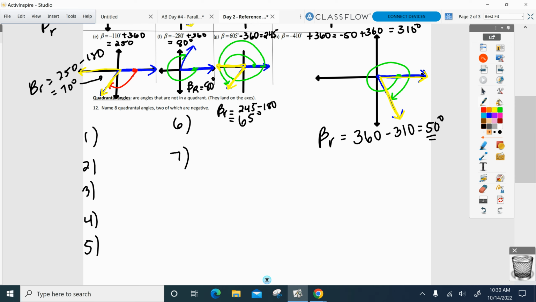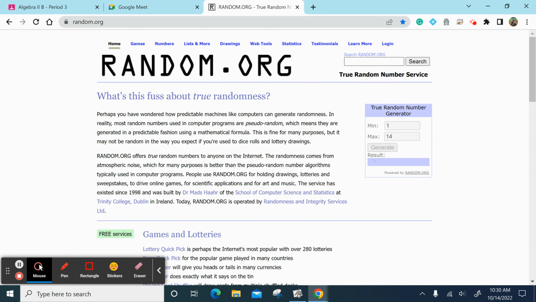Do whatever you want. It can be less than 0, bigger than 360. But here's the thing. 2 of the 8 of you giving me them have to be negative. If you want to take that role, that's fine. 8 different people, give me 8 different quadrantal angles. All right, we ready? Just going to blast them off here.